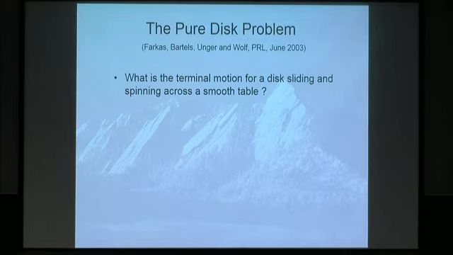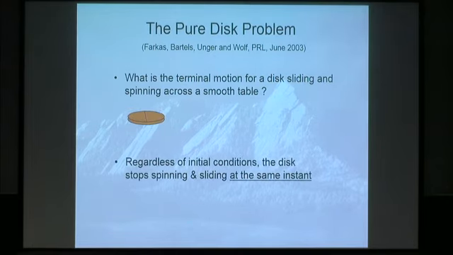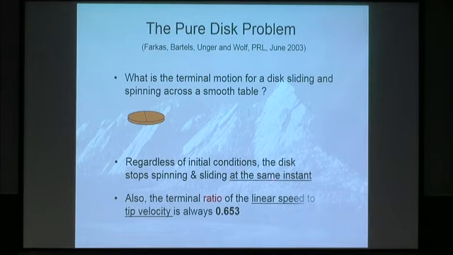All right, so the question is, what is the terminal motion for a disk sliding and spinning across a smooth horizontal table? Regardless of the initial conditions, meaning both rotation and translation are imparted to the disk, the disk stops spinning and sliding at exactly the same instant. Not only that, the ratio of the linear speed to the tip velocity of the disk is always 0.653, regardless of how you initiate the motion, as long as there's both spinning and translation.